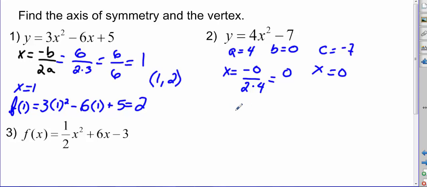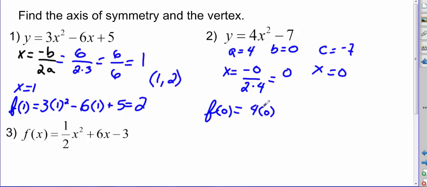So here's what we're going to do in this case. We're still going to figure out what our function is evaluated at 0. So we plug in f of 0. That means that every time we see an x, we're going to plug in 0.